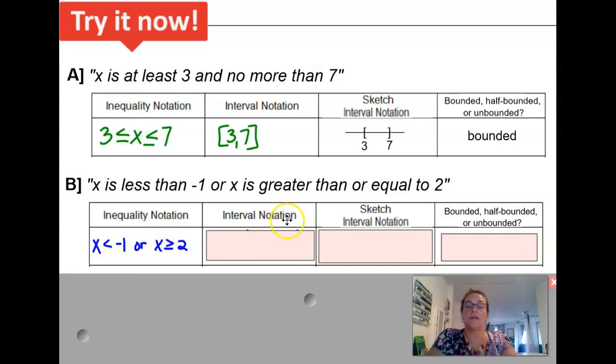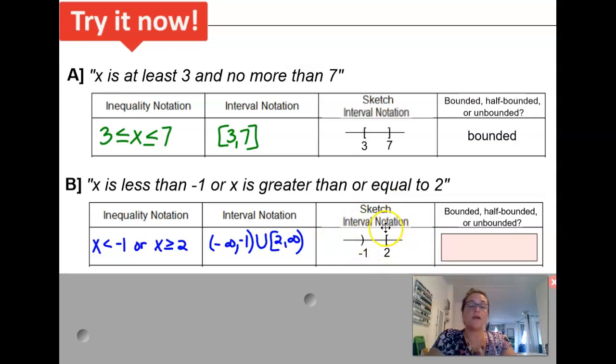Okay, in interval notation, remember we don't write the word or, we use a union symbol to join those two intervals together. So we're going to have the union of two half-bounded intervals, -∞ to -1 non-inclusive, union 2 inclusive up to infinity. Okay, here is the sketch. The parentheses should be facing -∞ at -1. The bracket should be facing +∞ at 2. And that is a union of half-bounded intervals. So we listed half-bounded there in the description.